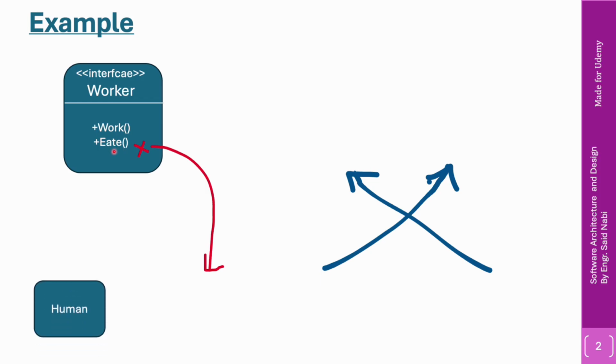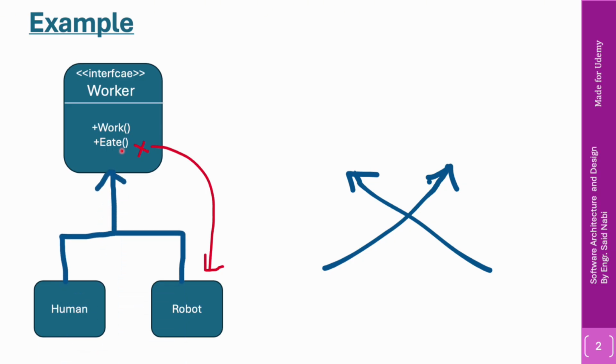This interface can be implemented by Human, because the Human class can provide the definition for both work and eat, because a human can work and a human can eat. For example, if I want to implement the same interface via Robot, now this is a violation of the interface segregation principle, because the robot cannot eat. The robot will override the work method but cannot override the eat method. That's why this is a violation of the interface segregation principle.